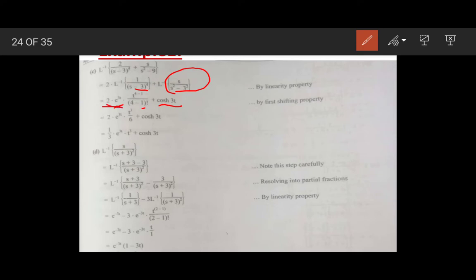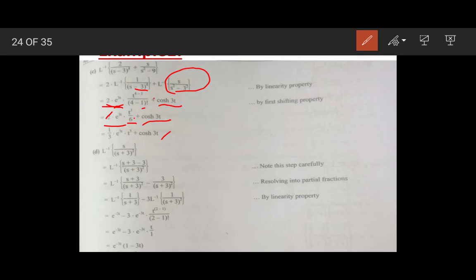Now in the first term, 2 e raised to 3t into t raised to 4 minus 1, so t raised to 3 upon factorial 3. Factorial 3 is 6, so t cube upon 6, plus cosh 3t. By cancelling, we get 1 upon 3 e raised to 3t into t cube, plus cosh 3t.